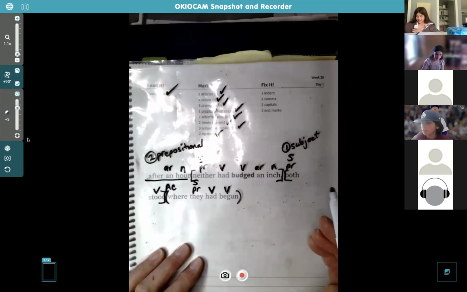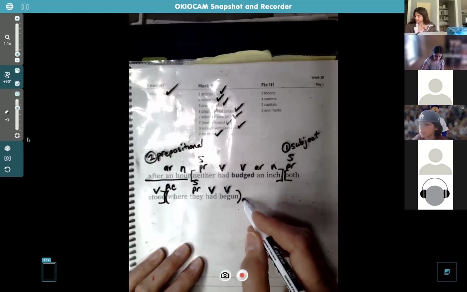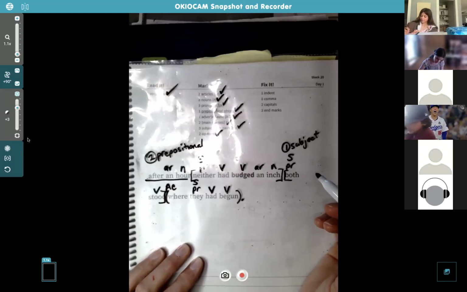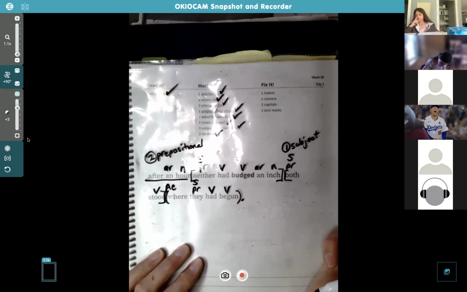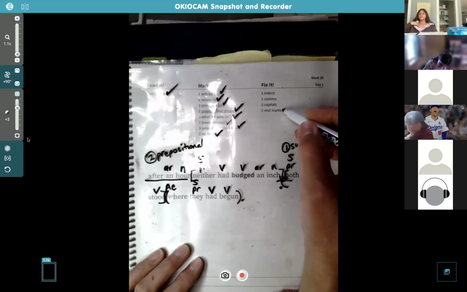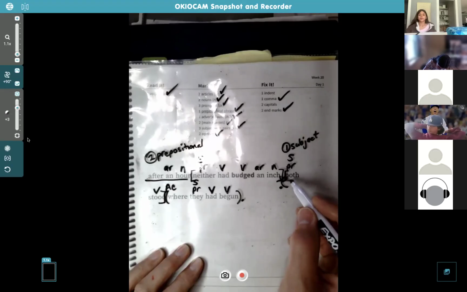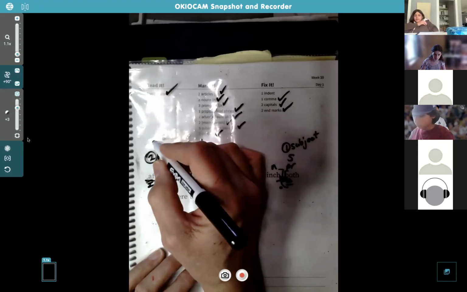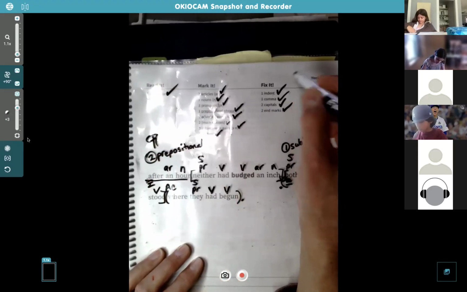So Tyler, where does the end mark go? We know one goes here, but where does the other one go? I feel like you take out the comma by the inch and the period goes there. Yes, that's exactly right. So I'm going to put it way down here, but it goes between that. So that's the comma and the end marks. Then we got capitals. You guys can figure that out. And then indent is just a paragraph symbol.